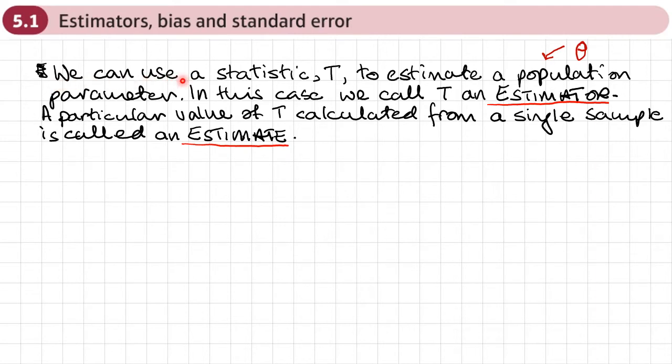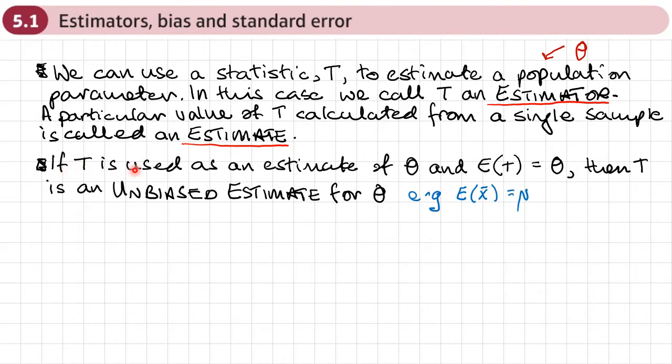Now we can use a statistic T to estimate a population parameter, and we'll use theta to represent a population parameter, so that could be the mean, standard deviation, variance, whatever it is. If we do that, we call T an estimator. A particular value of T calculated from a single sample is called an estimate. Probably what we want to do is take lots of samples and find lots of different estimates, so that we can then do some sort of calculation to find an estimator.